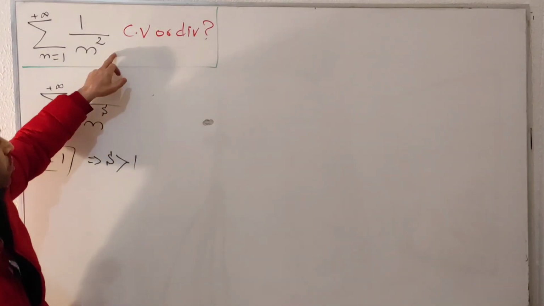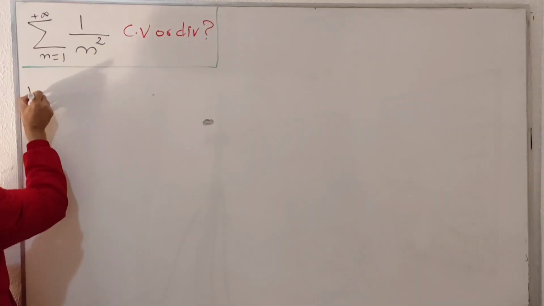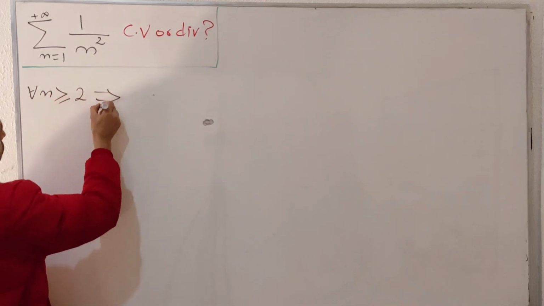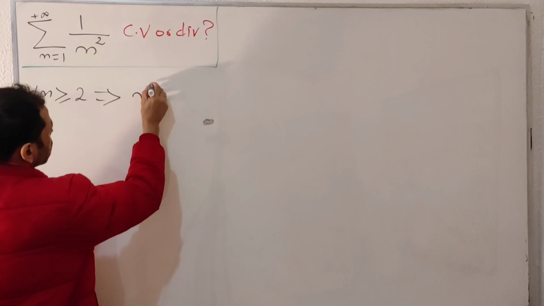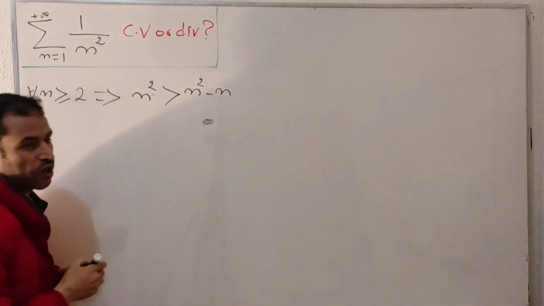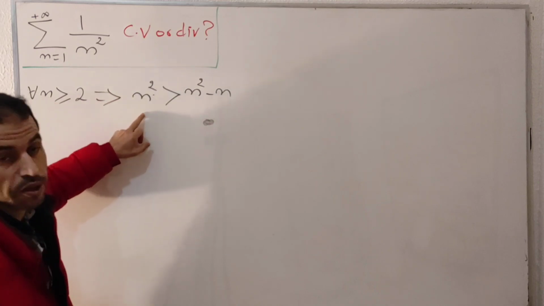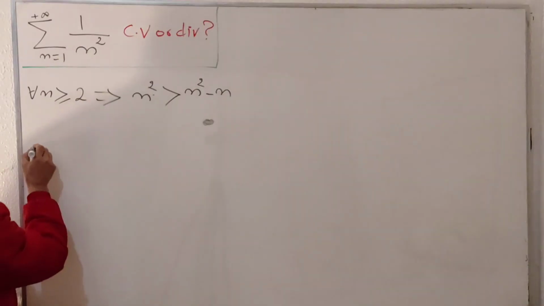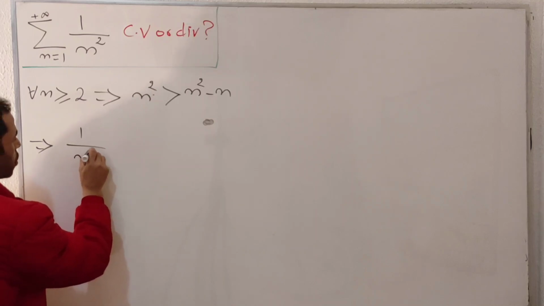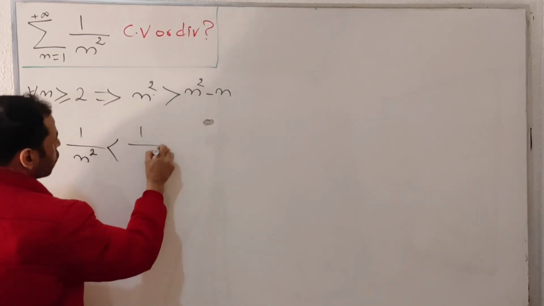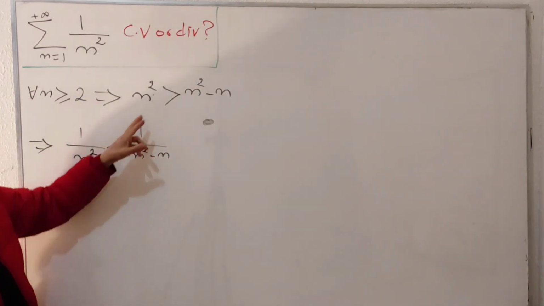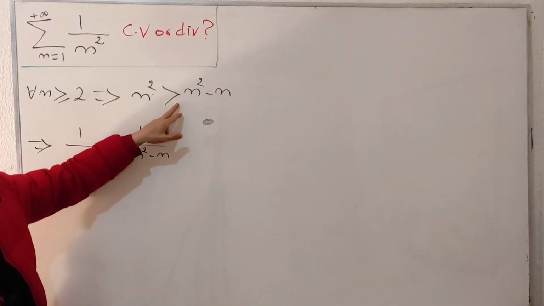Now let's go through our example. We know that for all n superior or equal to 2, n squared is strictly superior to n squared minus n. It's very clear. Now I'm going to take the reciprocal of this, so I will have 1 over n squared strictly inferior to 1 over n squared minus n. When we take the reciprocal, the inequality changes direction.